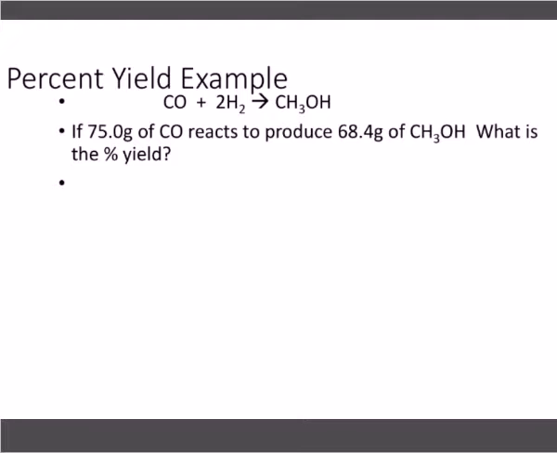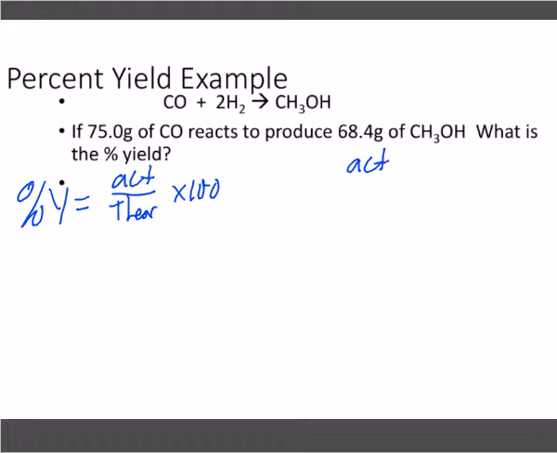So, what's the first step we have to do, guys? Let's think about it. We're looking for percent yield. What is that formula? Part over whole. Well, okay, it's part over whole, but what's the part? Theoretical. Right, actual over theoretical times 100. So, guys, we need to find two pieces. We need to know what the actual is. Do we know that? Right, it's this right here. That's how much is produced, guys. So our actual yield is 68.4 grams.